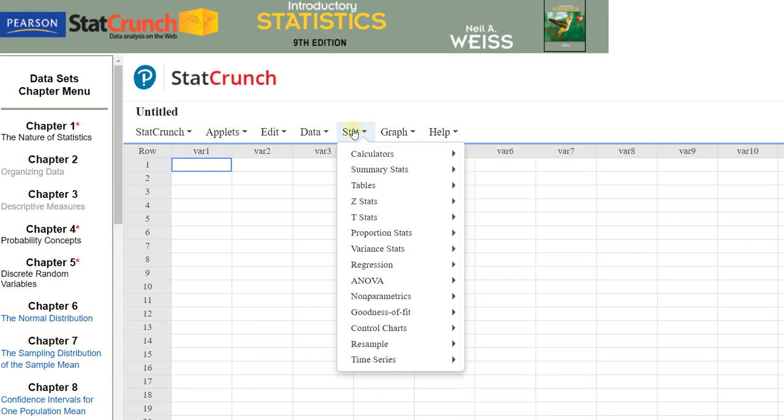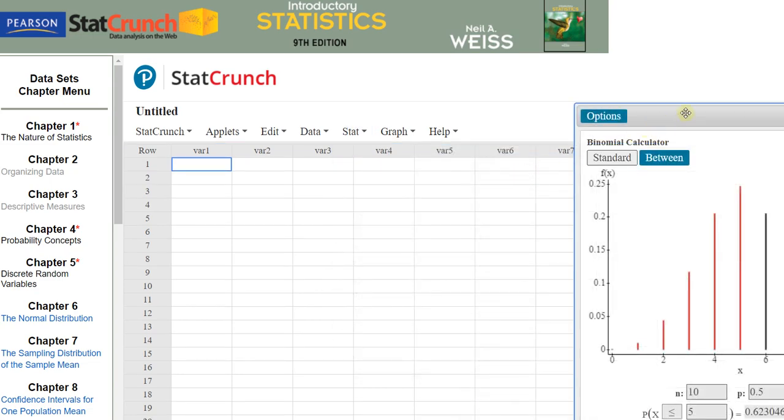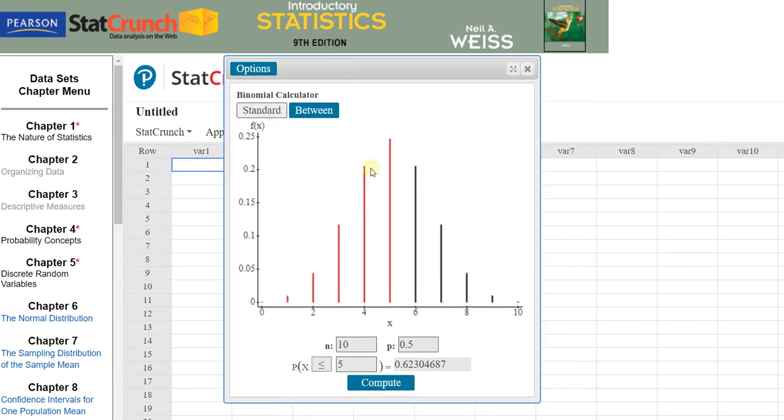Remember, let me show you once again. You go to Stat, Calculators, and you go to Binomial. Now this is just the default that pops up. Notice it gives you the probability distribution. The default is N, P, 10, and 0.5. We don't need those. We're going to put in our own numbers in here, right? Remember, for our exercise, N was 8 and P was 0.4.